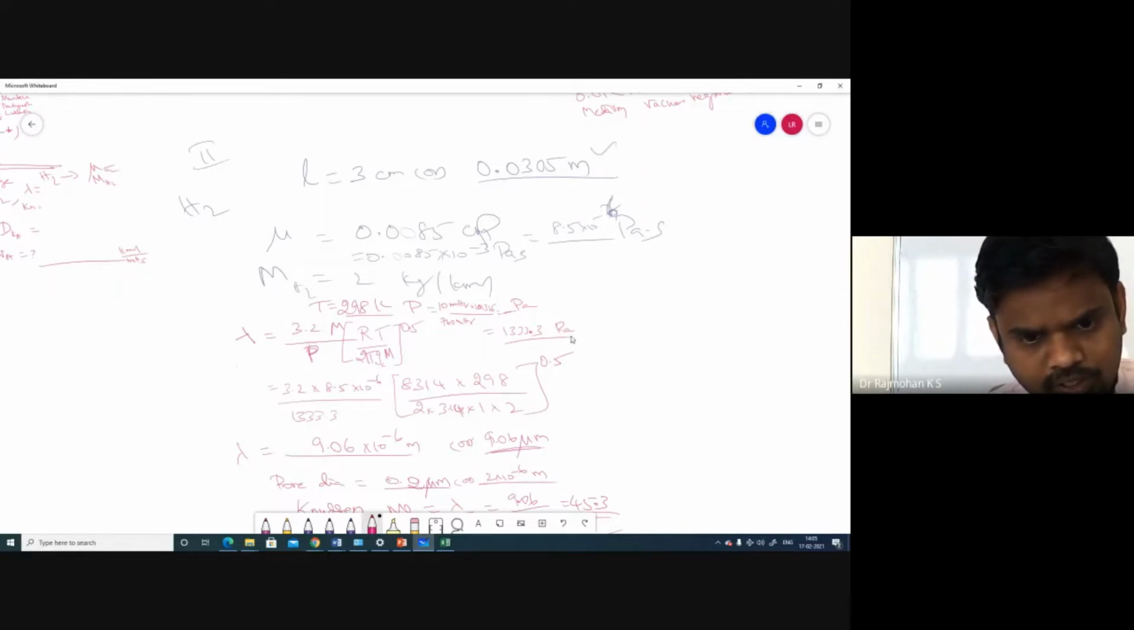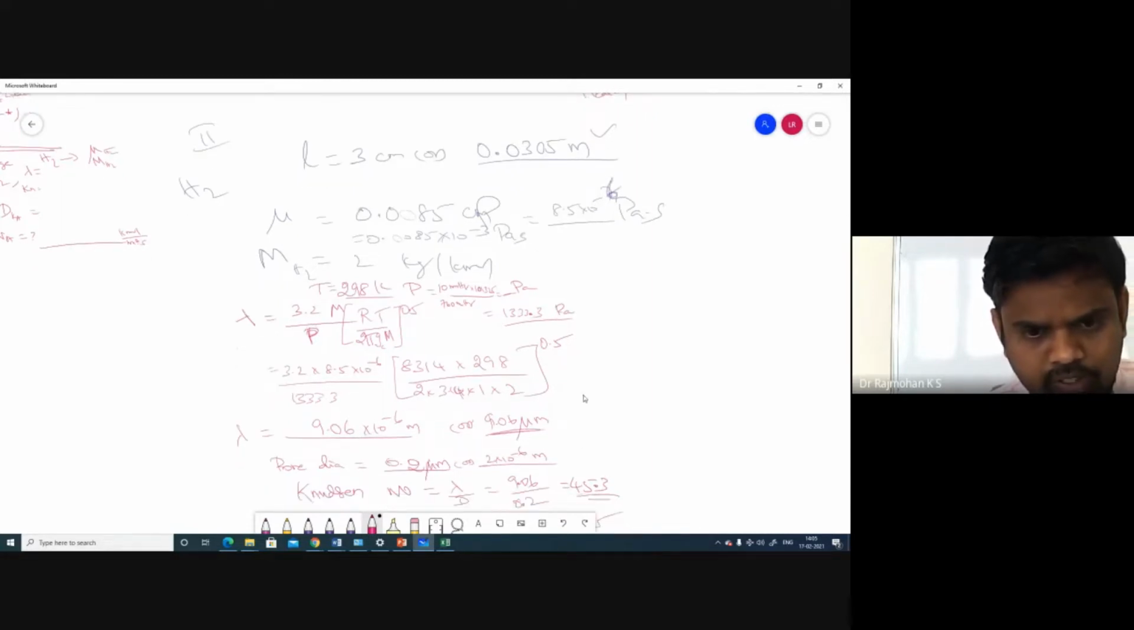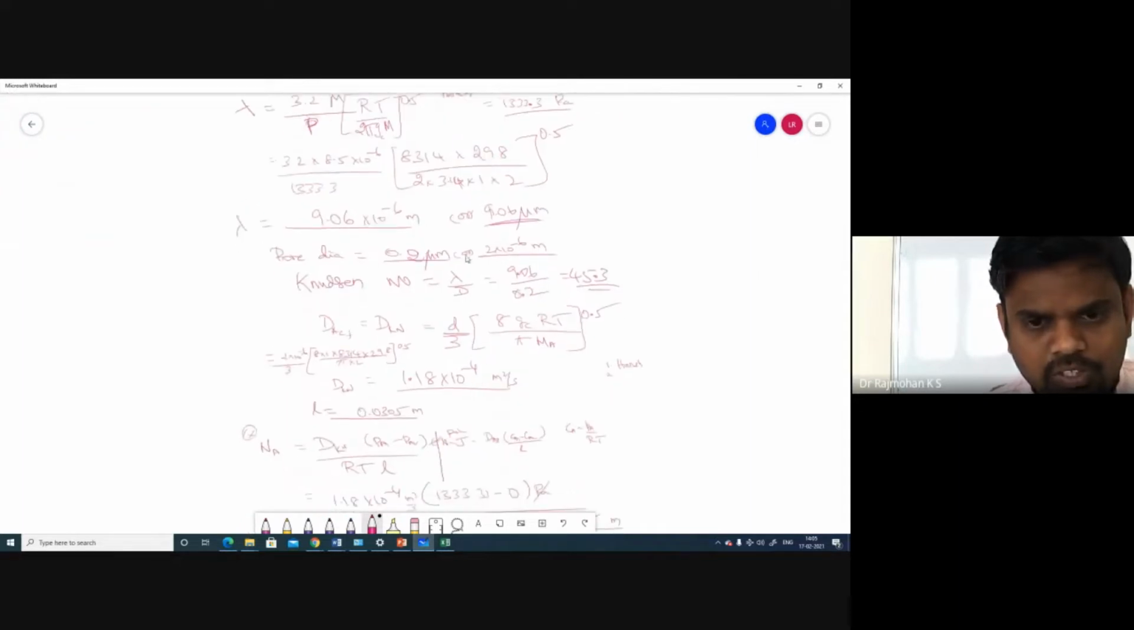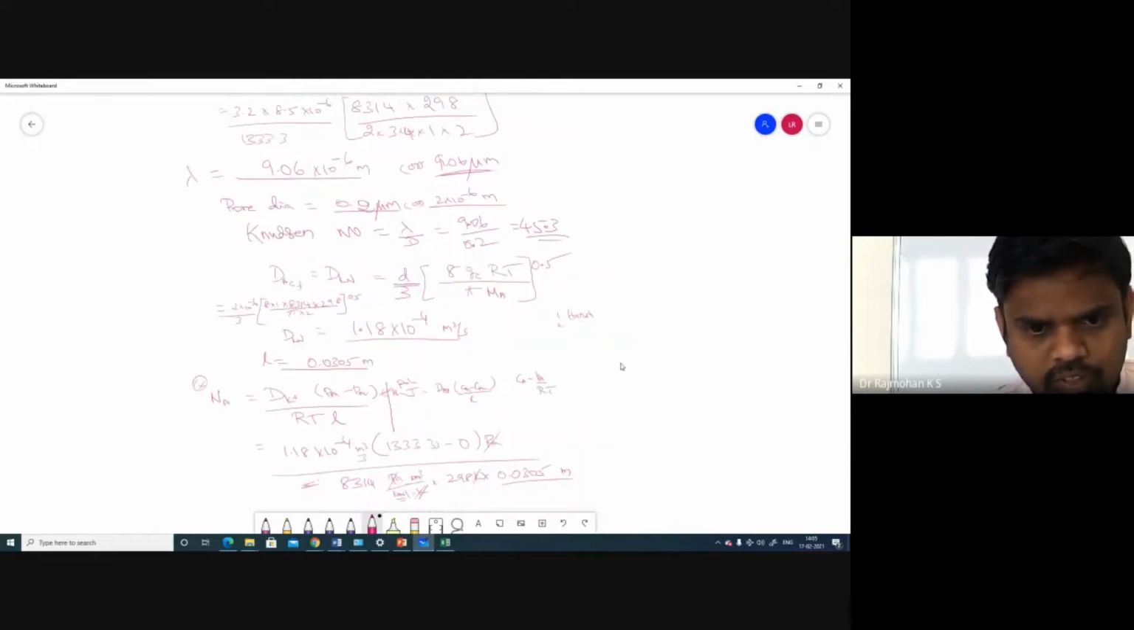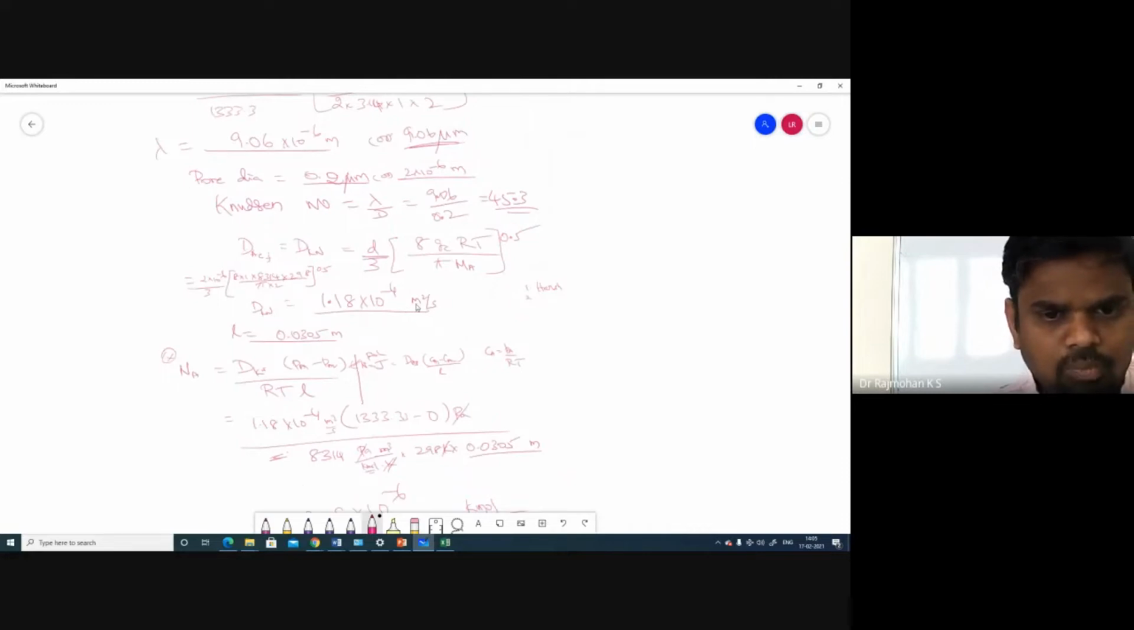Then substitute the values to get the lambda value. We got it to be 9.06 micrometers. Then the pore diameter is given, same for the first case and second case. We determined the Knudsen number to be 45.3. We found the Knudsen diffusivity. We got the value to be 1.18 into 10 power minus 4 meter square per second.